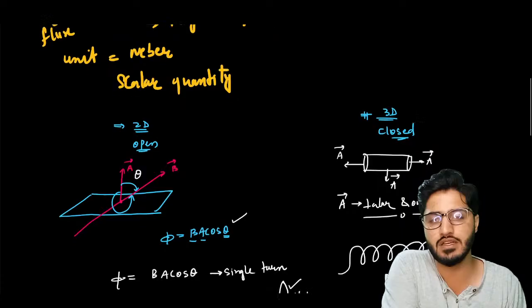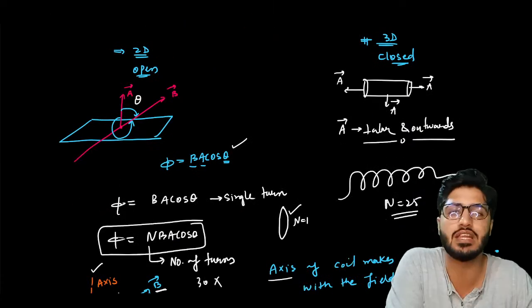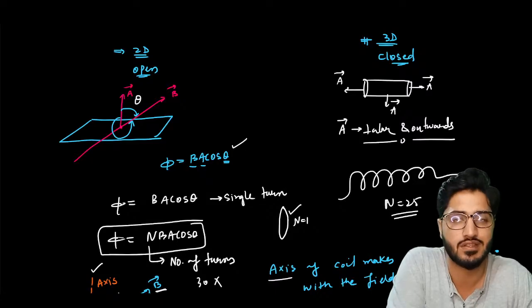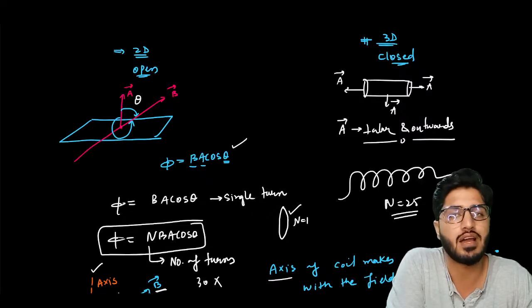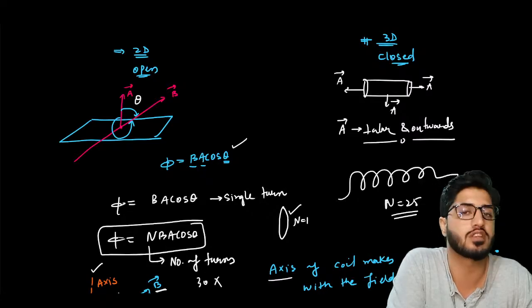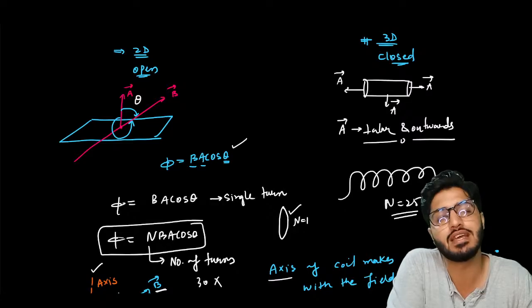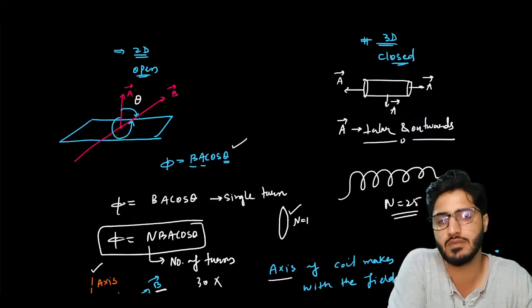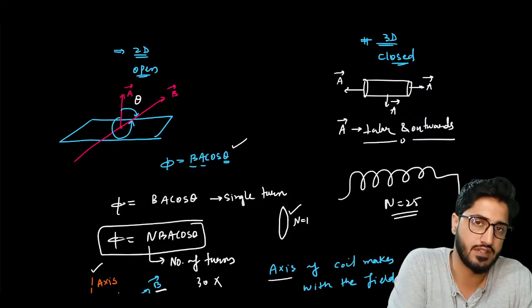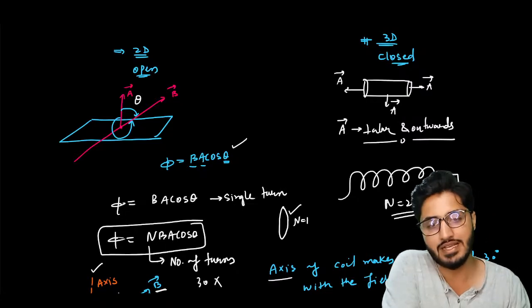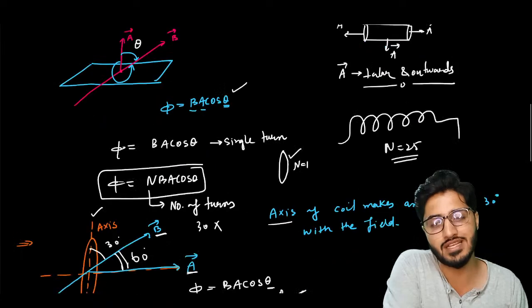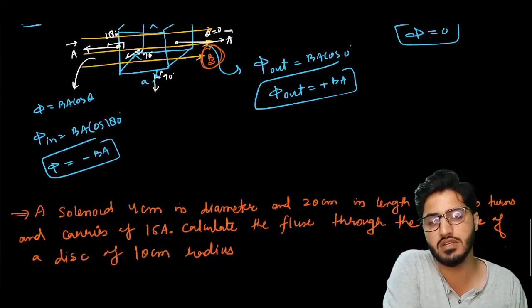After that, we did two things: if we have an open surface, and second, if we have a closed one. If we have an open one, we draw an area vector perpendicular to the surface, and theta is the smaller angle between B and the area vector. But if we are dealing with a closed surface, we take the area vector perpendicular to that surface and also outwards. We concluded these things in yesterday's class, and we did a couple of numericals.